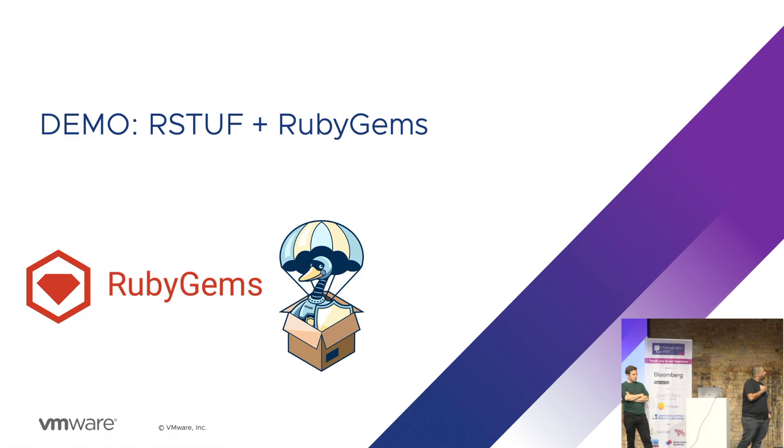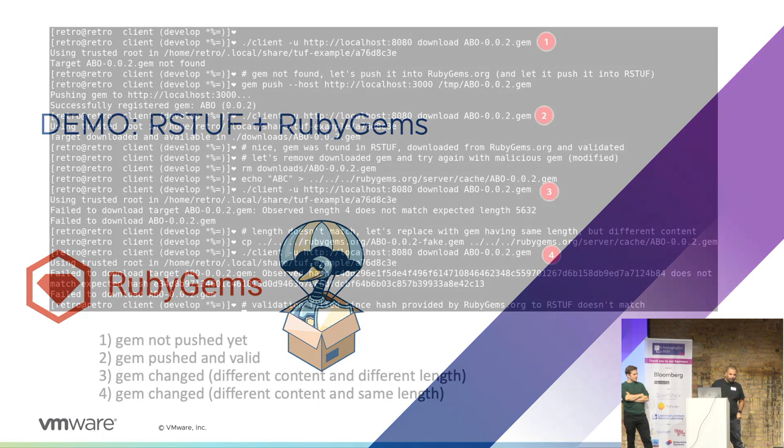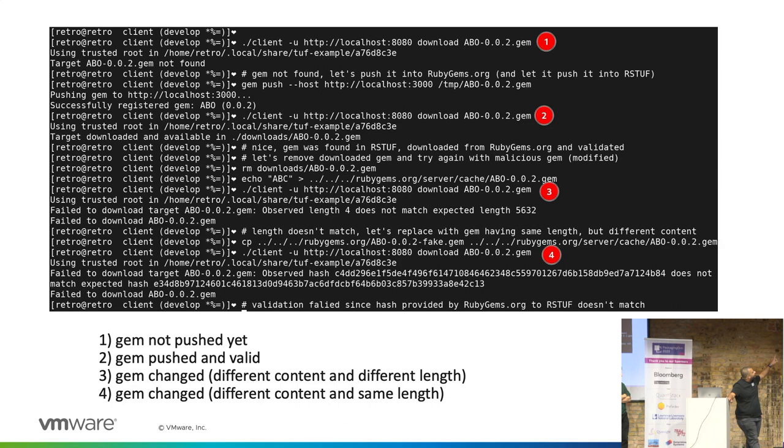I just received it and I updated my slides. So I hope everything is okay here. Yeah. So here you see the same case: the gem is not pushed, and then in the second you see that the gem is pushed and it's valid, and in the third one the gem is changed, with a different length, and also with the same length, but observe that the hash doesn't match. So this is actually a simulation of the gem command to download the packages.